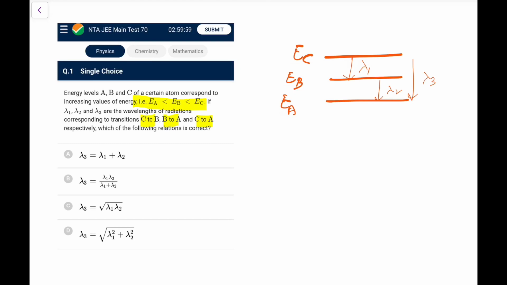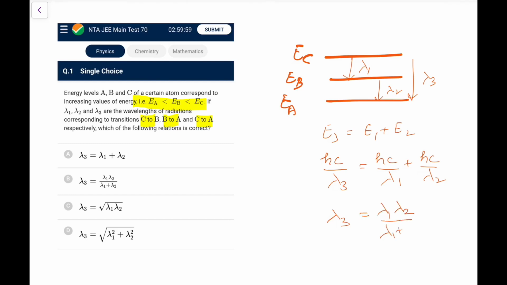So I can directly say that E3 corresponding to lambda 3 would be equal to E1 plus E2, or you can say hc by lambda 3 is hc by lambda 1 plus hc by lambda 2. That is what you can write. So now you directly get from here 1 by lambda 3 is 1 by lambda 1 plus 1 by lambda 2. You can write it as lambda 1 lambda 2 over lambda 1 plus lambda 2. So it's an easy one. Just draw the diagram and you can easily make it out.